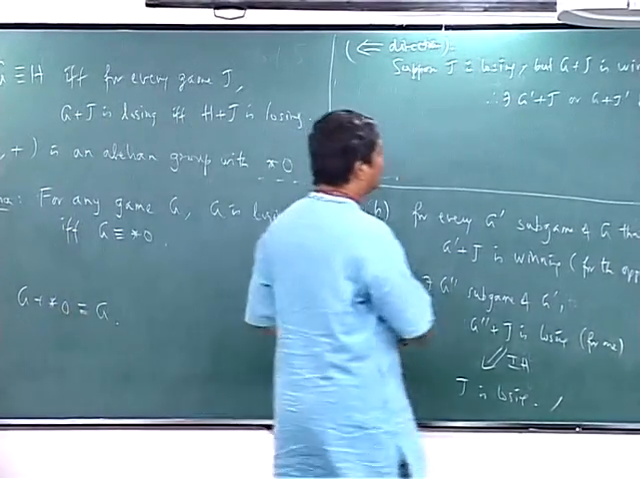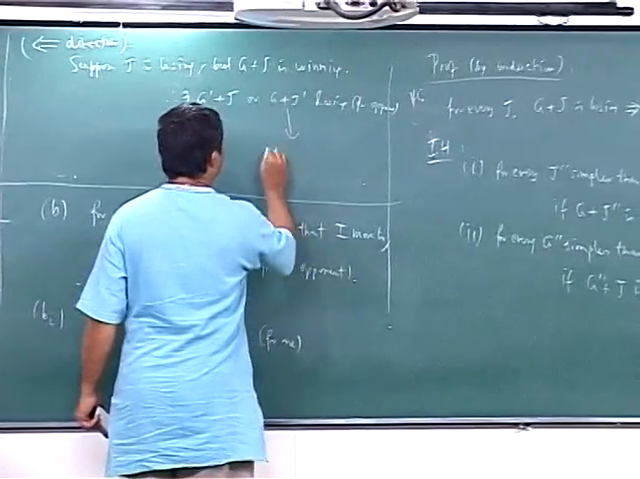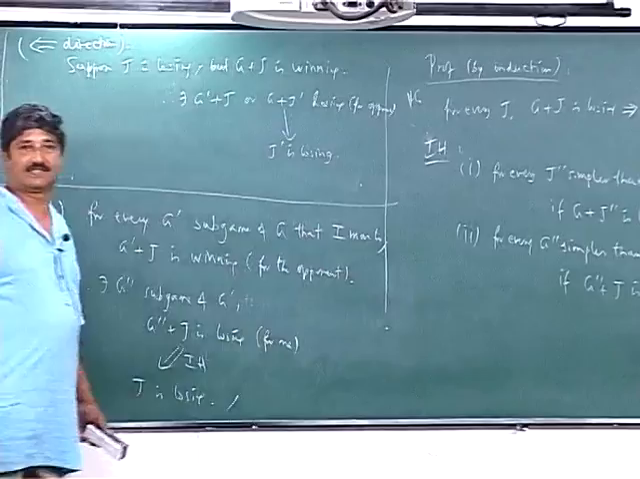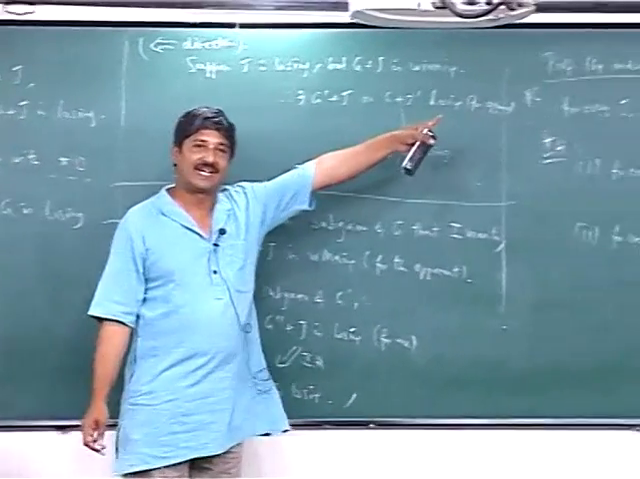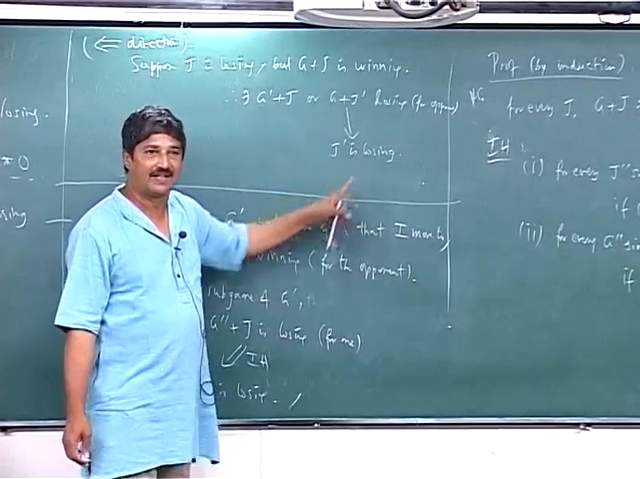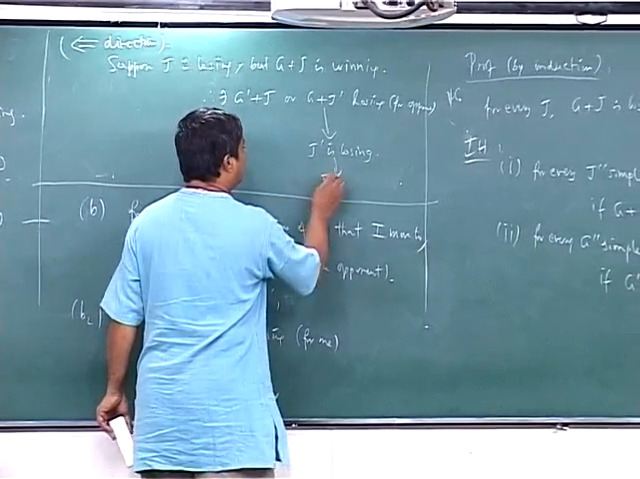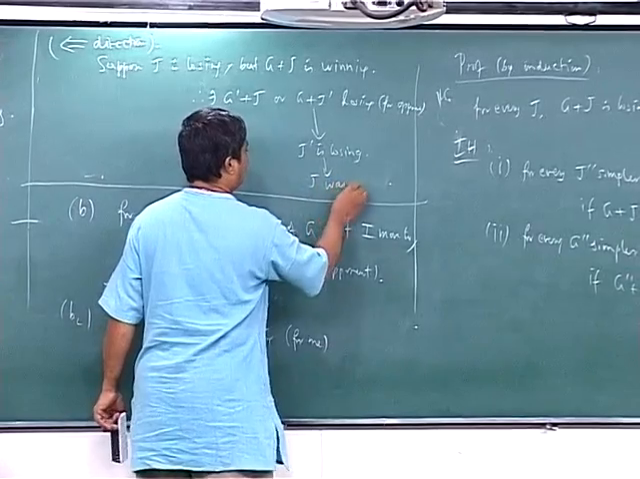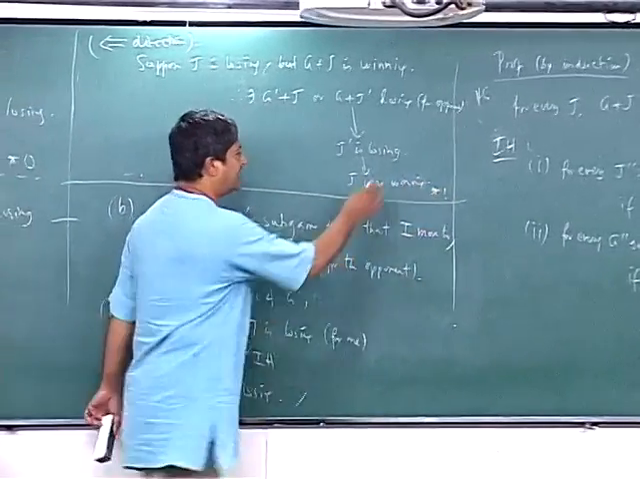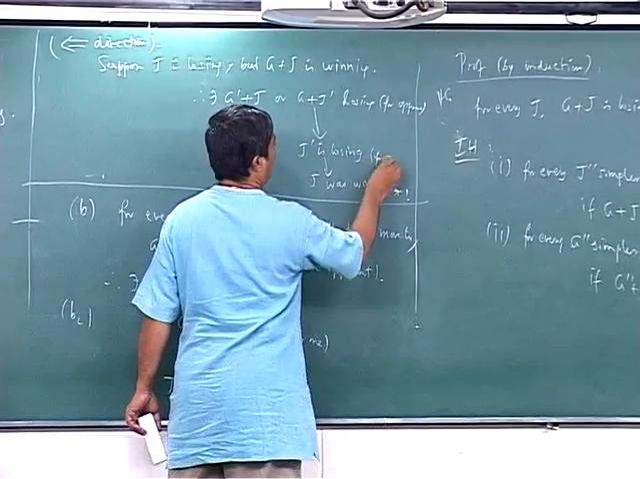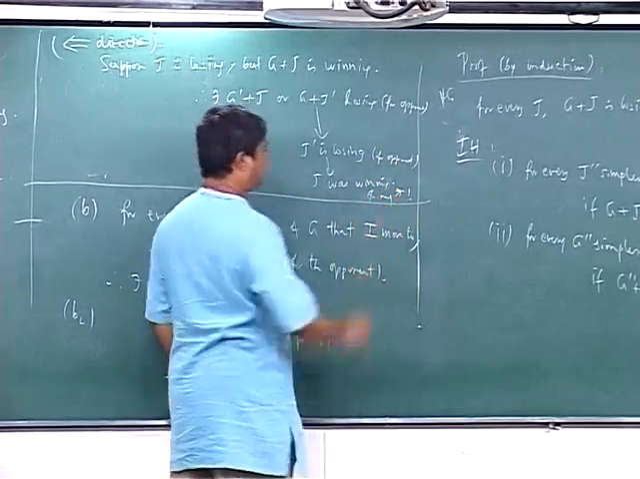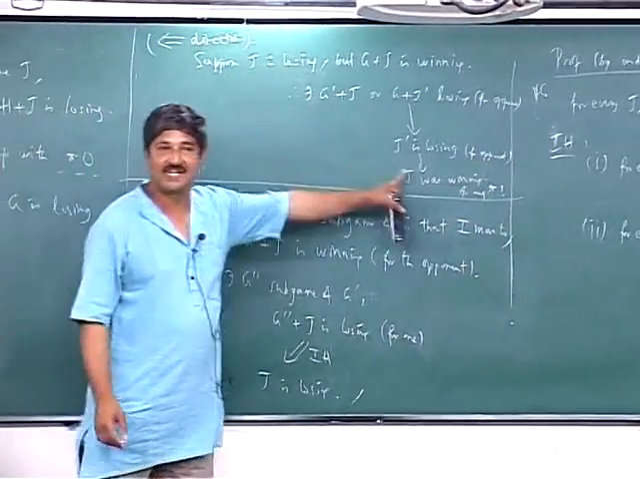Okay, let me handle this case first. This means that J prime is losing. This must be the case because I am applying the other side. If G plus J prime is losing, then of course J prime is losing. But if J prime is losing, this implies that J was winning, which is a contradiction, right? Because J is losing for the opponent, therefore winning for me. That contradicts our assumption that J was losing.